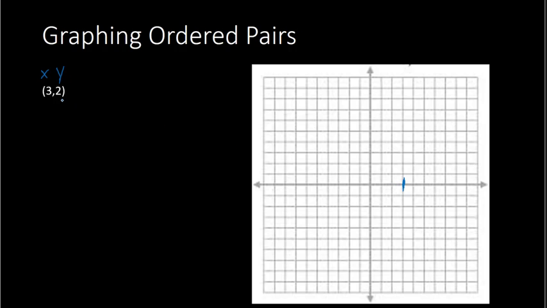And then I have the 2, which is your y value. Your y-axis is this vertical line, the one that goes up and down. 2 is positive, so I go up, which is the positive direction. So I go over 3 and then up 2. That takes me right there to this point. That is 3, 2.